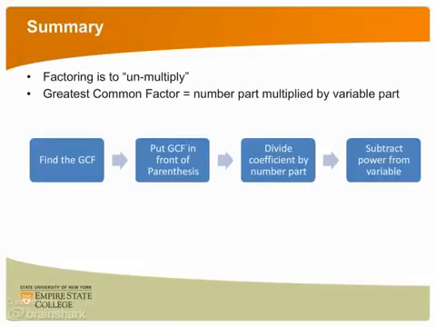Factoring is unmultiplying a polynomial. It is determining what you multiply together to get a given answer. We considered factoring out the greatest common factor. It may have numerical and variable parts, depending on the problem. To actually factor, first find the GCF and write it in front of an open parentheses. Then, term by term, divide the coefficient by the numerical part and subtract away the variable part from the original exponent.